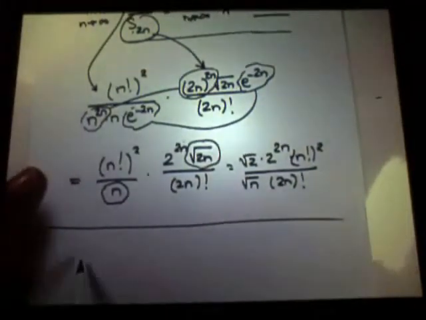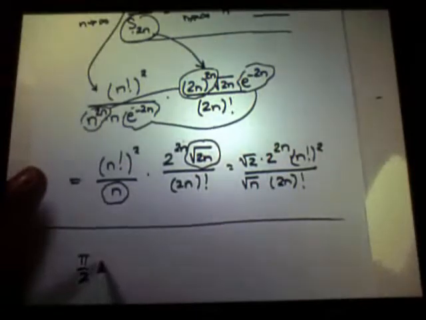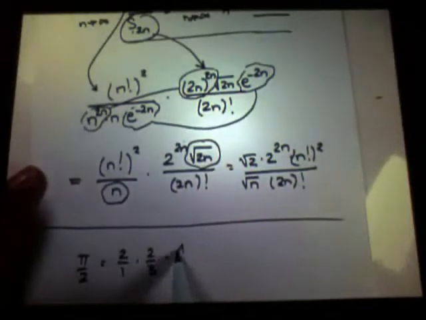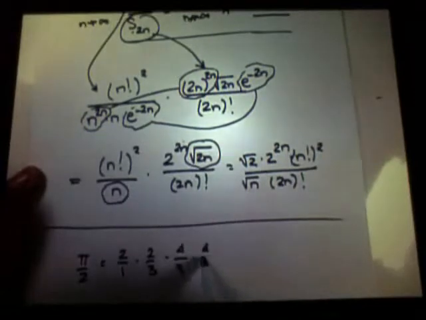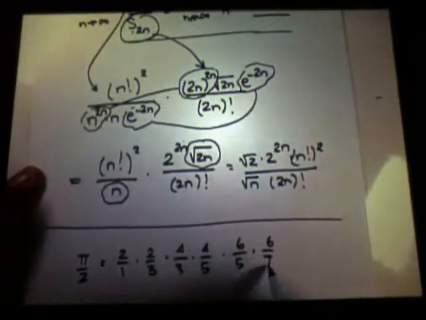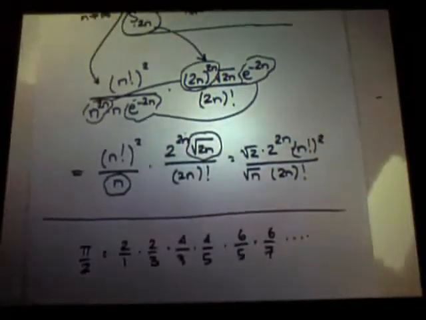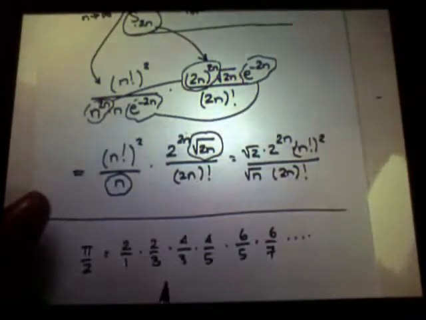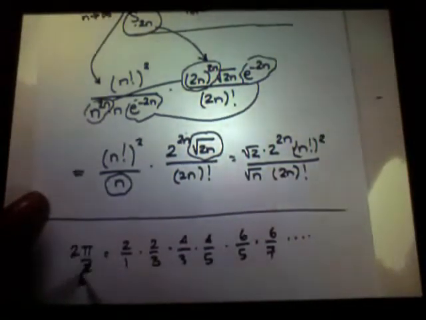If you have pi over 2 for Wallis, it is 2 over 1 times 2 over 3 times 4 over 3 times 4 over 5 times 6 over 5 times 6 over 7. I multiply both sides by 4. That will give me a 2 up here.